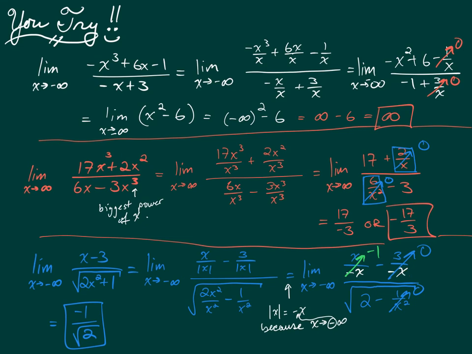x, and then a number over x to some positive power will go to 0, so these terms disappear. And this term simplifies, x over negative x, to negative 1. So we're left with a negative 1 over the square root of 2. So the final answer here is negative 1 over the square root of 2. I would urge you to try this last example again as x goes to positive infinity, just to see what the answer will be.